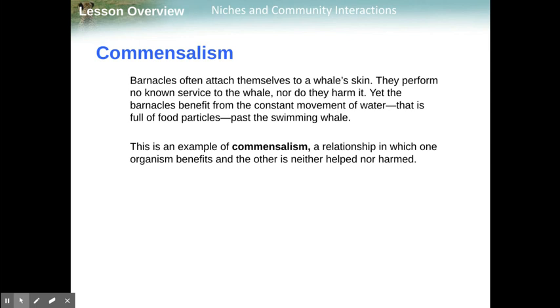Now, lastly, we have commensalism. With commensalism, it's a relationship in which one organism benefits and the other is neither harmed nor helped, or we say unaffected. Barnacles on a whale's skin perform absolutely no service to the whale, but they don't really harm it, and they benefit because as the whale is swimming, they constantly have water moving into their buccal cavity, and at that point they can filter out dissolved food particles in the water and are able to feed.